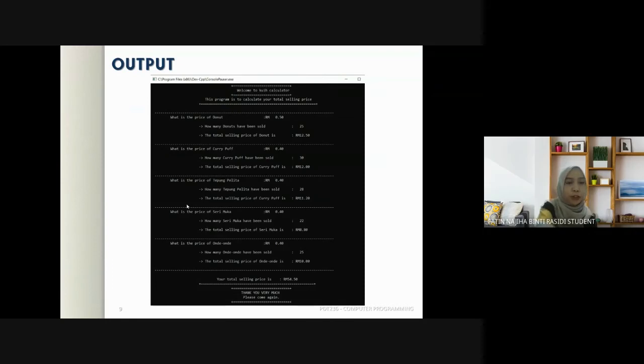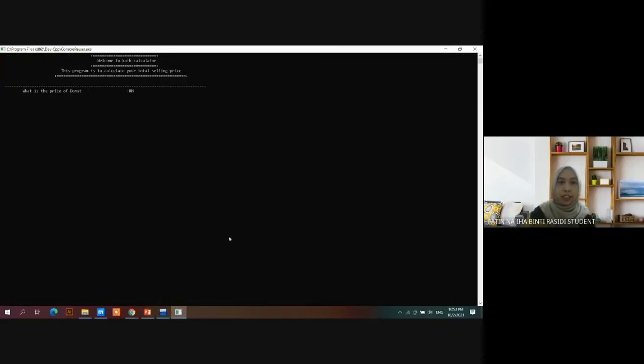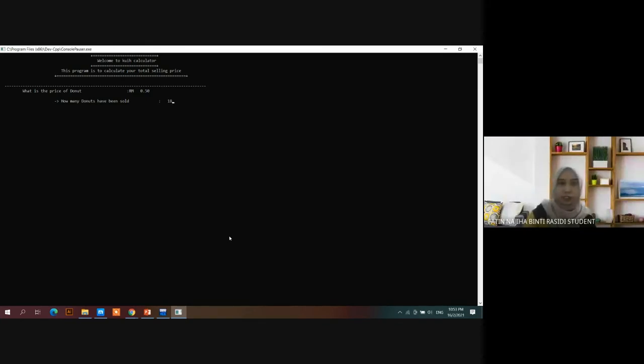So for the output, first the user only needs to put the price of kueh. Then the user needs to put the quantity of kueh that has been sold. So the first type of kueh is donut, price and the total sold. So the program will calculate the total selling price of the donut.